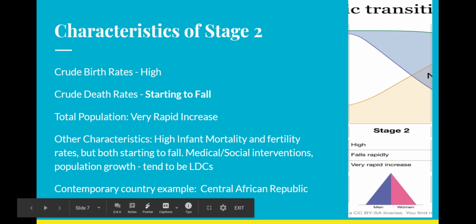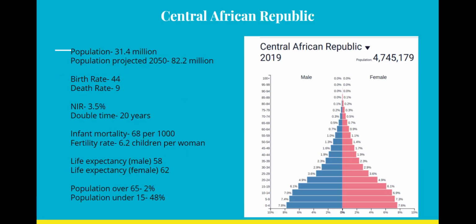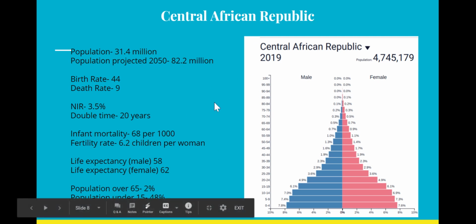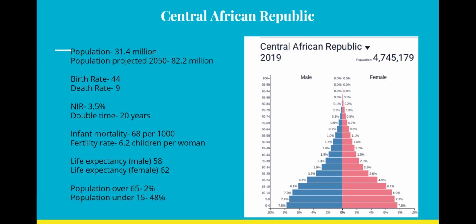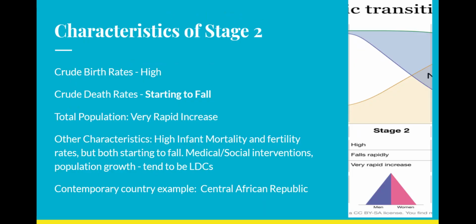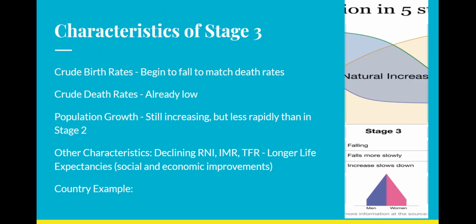So an example of a country that would still be in stage 2 would be the Central African Republic. And this is chock full of things that we will talk about later. But these are some of the statistics that we have looked at in class. So you can pause for a second and just see where a country that we would consider very poor by 2020 standards, or definitely falling into the less developed category, would fall in terms of statistics and its population pyramid. So stage 2 countries.